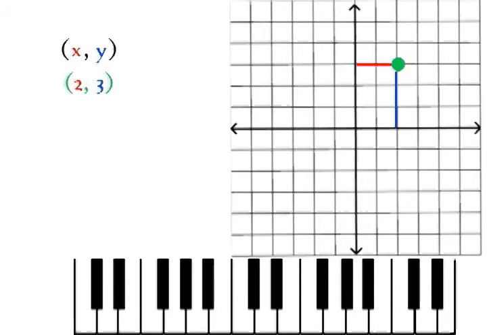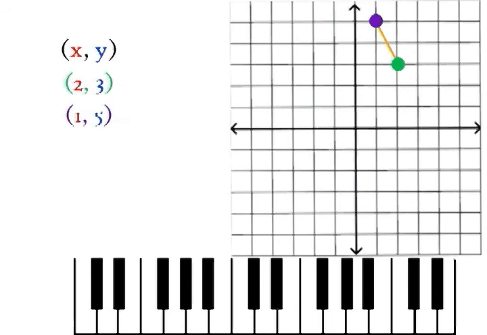The motion from one set to another, say from (2, 3) to (1, 5), forms a line, the musical equivalent of voice leading.